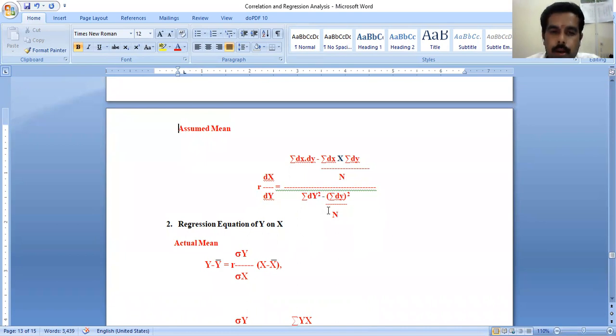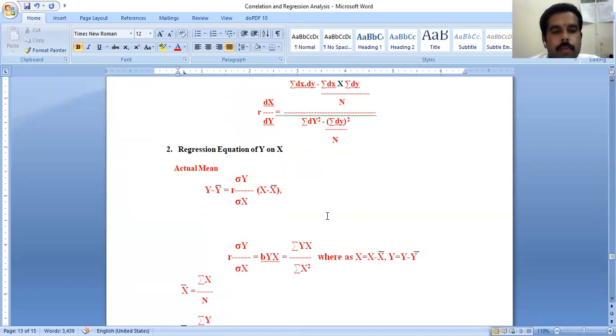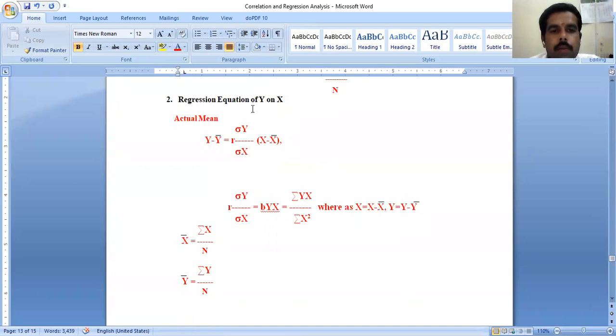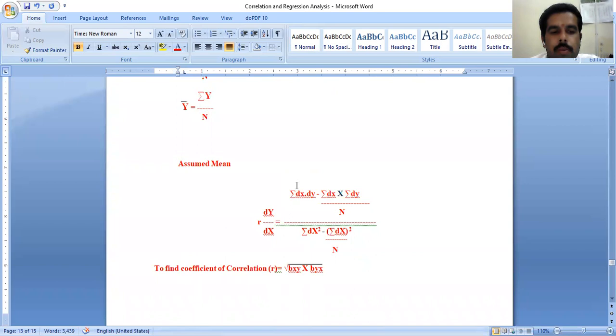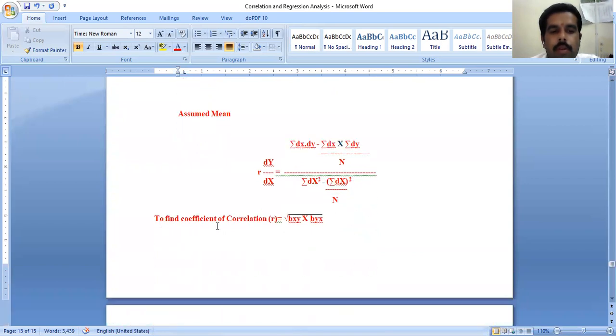So those who did not attend the previous class, today I will try to clarify these actual mean and assumed mean differences also. So regression equation of y on x here, assumed mean, actual mean. Then finally, to find out the coefficient of correlation, that is r is equal to under root bxy into byx. What is bxy and what is byx? We discussed in the previous class.